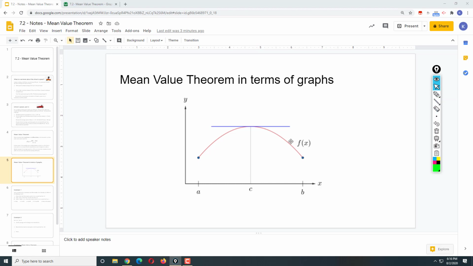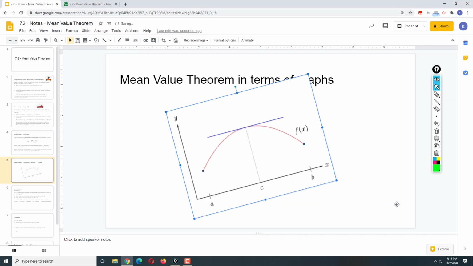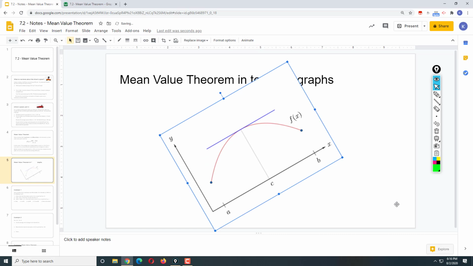Now here's the cool part. Here's my graph. I'm going to rotate this whole graph to the left. What happens when I rotate this graph? The average rate of change is no longer 0 between the 2 points. There's a slope. Here's the new secant line. The slope is clearly not 0. I have rotated it such that the secant line has some positive slope.